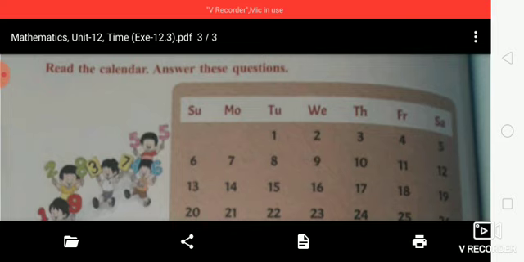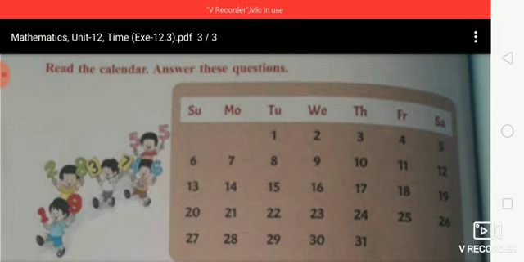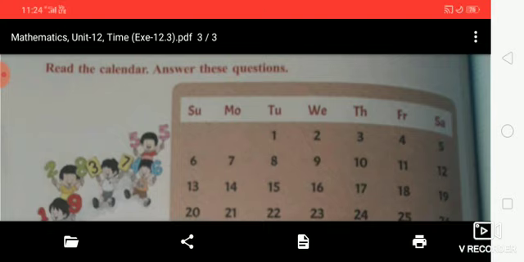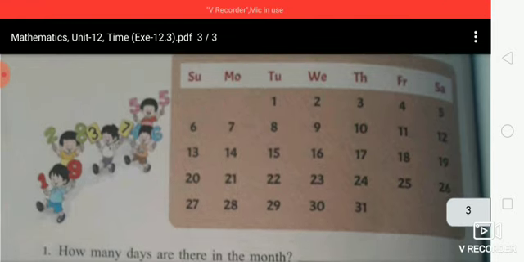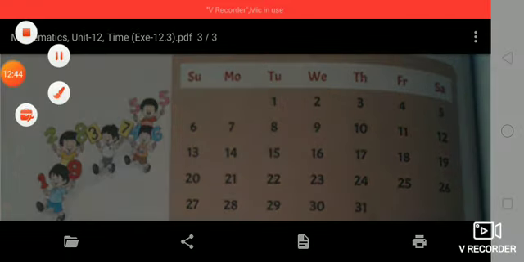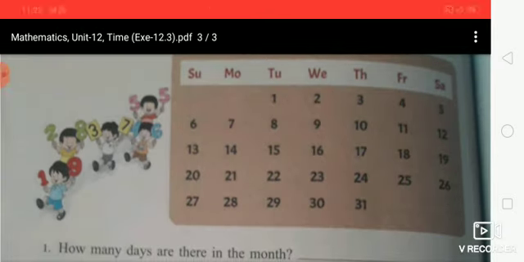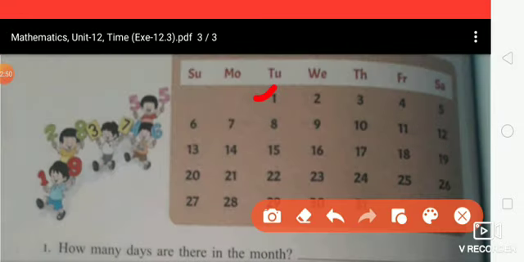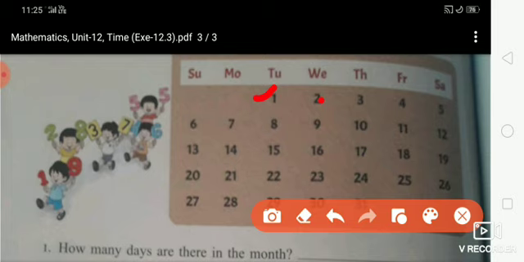Okay, so first one. SU means Sunday, MO means Monday, TU means Tuesday, WE means Wednesday, TH means Thursday, FR means Friday, and SA means Saturday. There are 7 days. Is that clear? So in the first week, the first day is Tuesday, day 1. Wednesday, 2. Thursday, 3. Friday, 4.